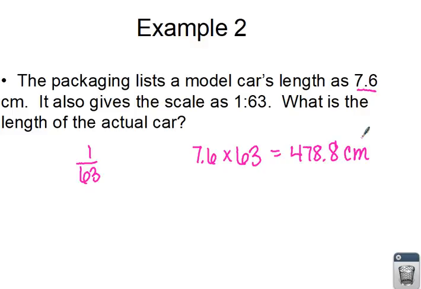And I say, you can't measure your car in centimeters, that's just not practical. But if you moved your decimal place, this is 4.8 meters. That makes more sense in my brain because I'm talking about a car. I'm talking about something big.